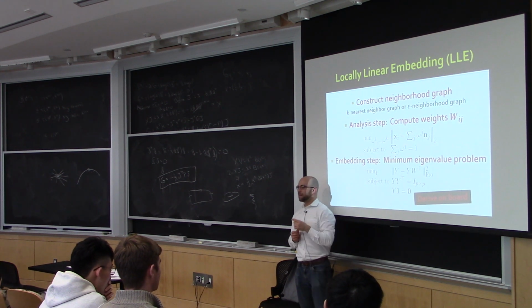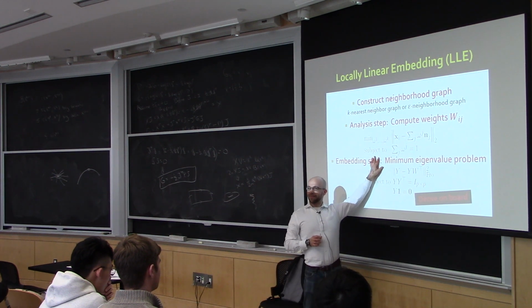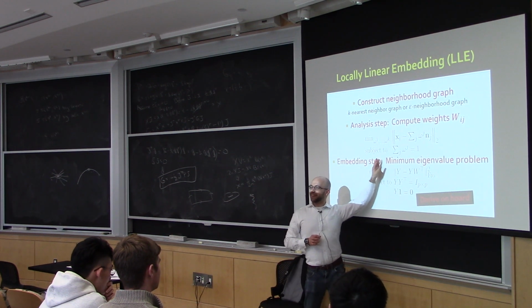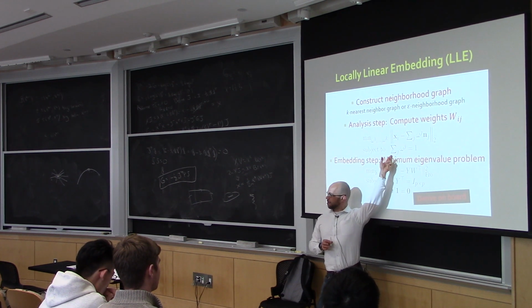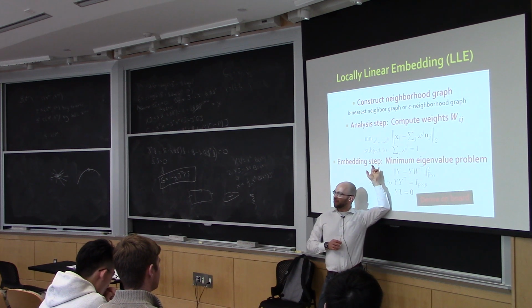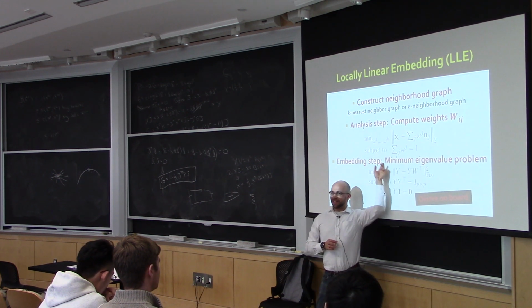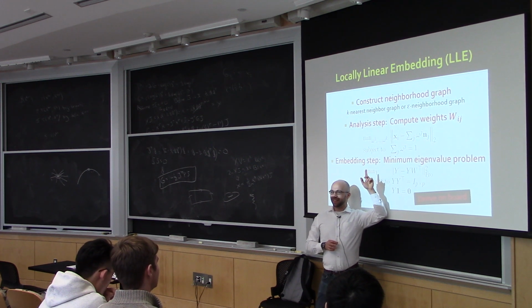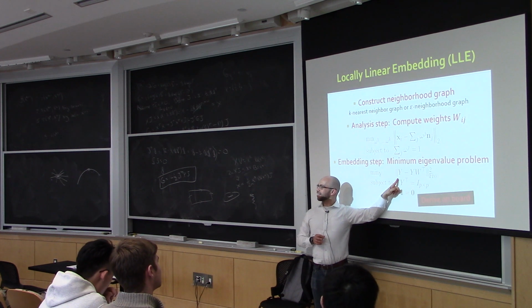Yeah? And then, right. Now we're going to fix these W's, and we're going to do something kind of funny. We're going to say that our W's are our ground truth. We're going to throw away our embedding, because this isn't some high-dimensional space that we don't care about. And we're just going to keep the W's around, and we're going to try and find a new embedding that respects this average-weighted property. Do you see that? So here, the columns of Y are my new embedding.